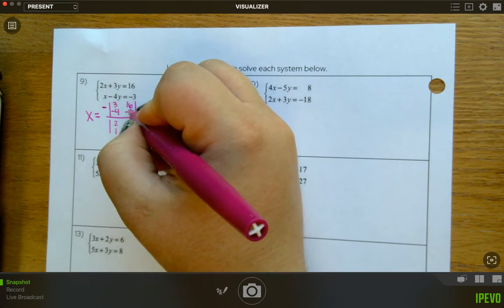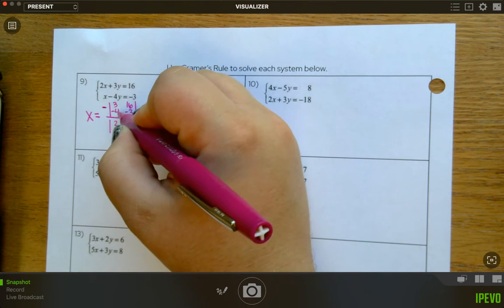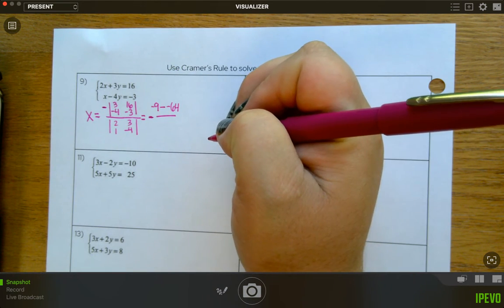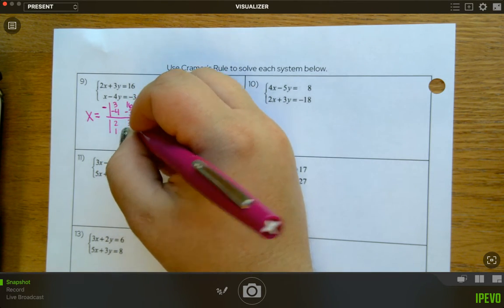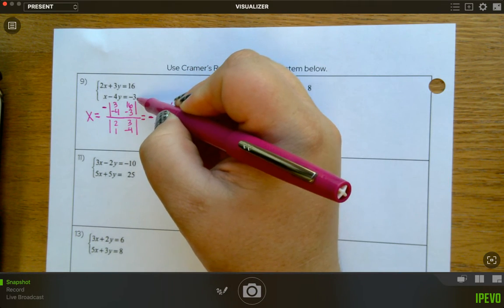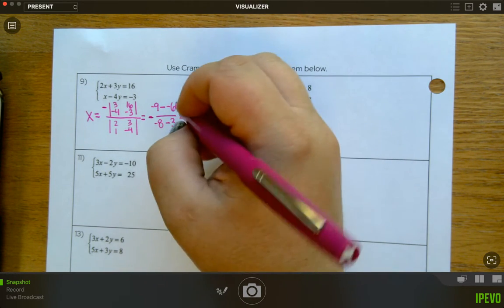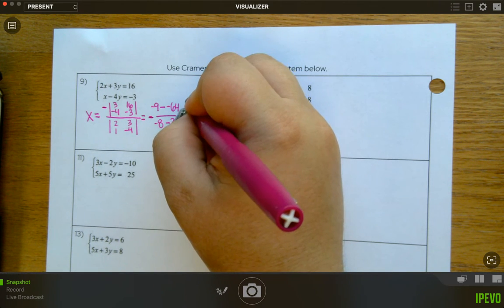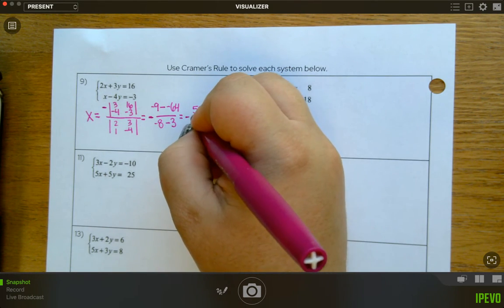And then we have the determinant up here, which is negative 9 minus negative 4 times 16 is negative 64. And on bottom, we have negative 8 minus 1 times 3 is 3. Okay, so remember you're doing your right diagonal minus your left diagonal. Don't forget that you're subtracting there. So we're going to have negative, and then negative 9, this is going to become plus 64 because we have two negatives, is 55, over negative 8 minus 3 is negative 11.